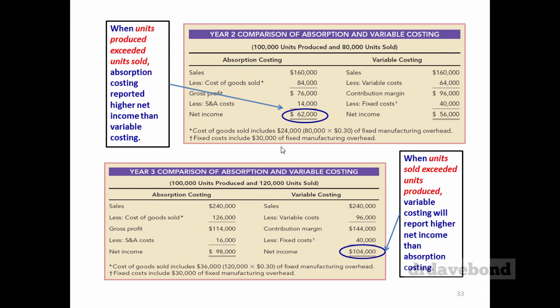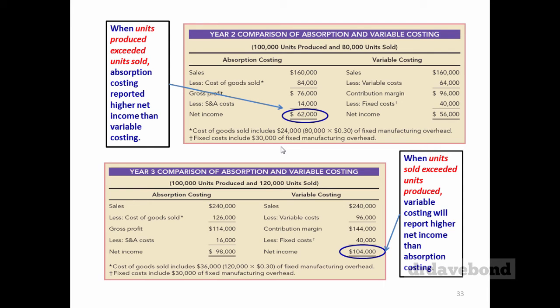Right, so what I'm going to do is first break down the absorption costing side of things and unpack where the numbers have come from. I'm not going to do sales, it is purely about cost of goods sold and selling and admin, and then it's purely about the variable costs and the fixed costs. I'm not going to do the rest of them. So we look at cost of goods sold.